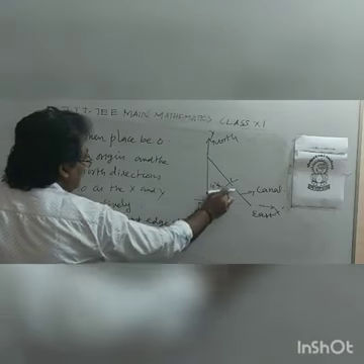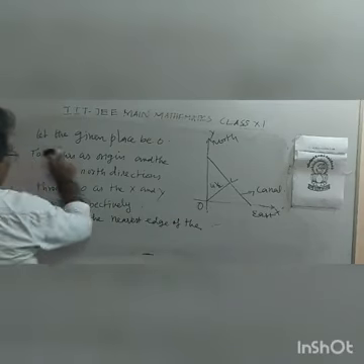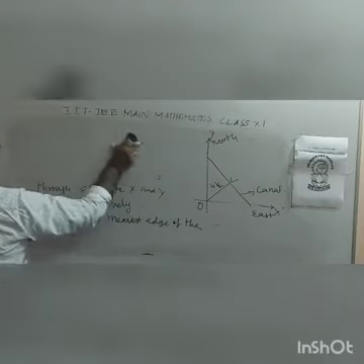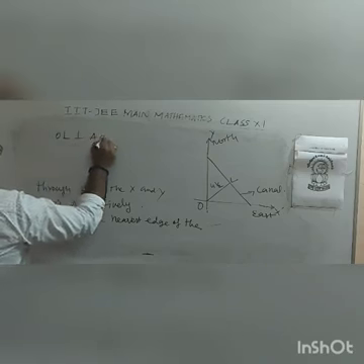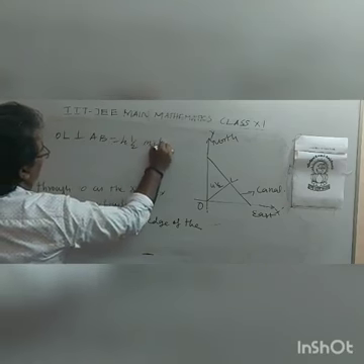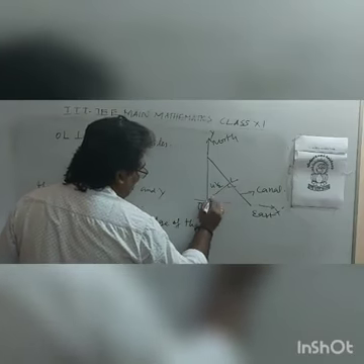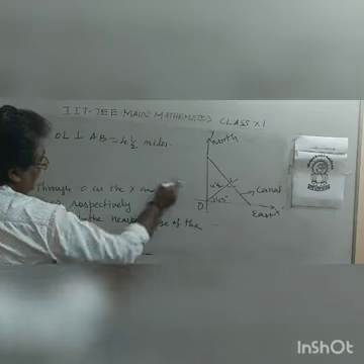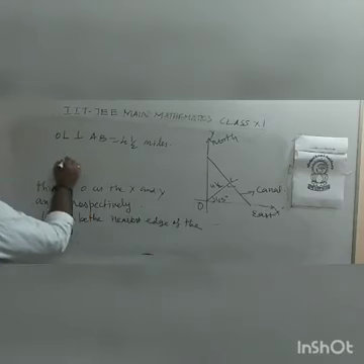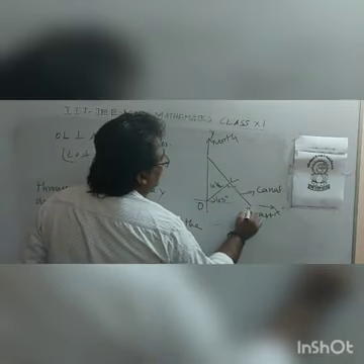So shortest route means this should be perpendicular. OL perpendicular to AB, that is 4.5 miles. So this angle should be 45. This is exactly northeast. Therefore, the angle should be 45. Angle LOA equal to 45.